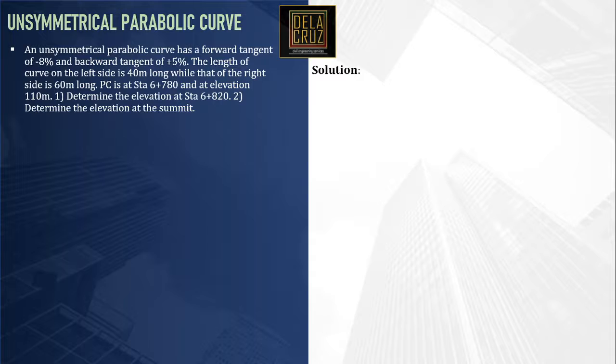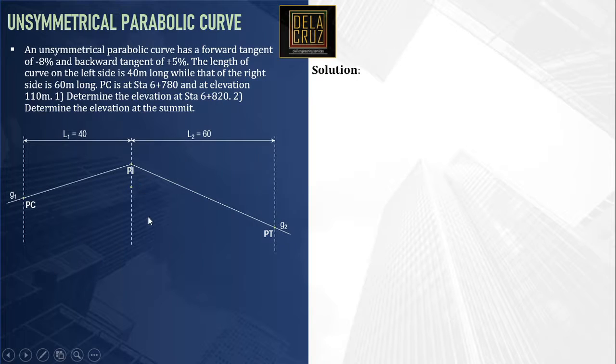Okay, so first we'll be using the grade diagram to calculate the difference in elevation. Okay, so if these are the tangent lines, this is the forward tangent and this one is the backward tangent. Basically, this one is our negative 8% and this is positive 5%. So it will be connecting two vertical symmetrical curves, or basically it connects two parabolas. Okay, so this will be the first parabola or the first symmetrical curve, and this is the second parabola.